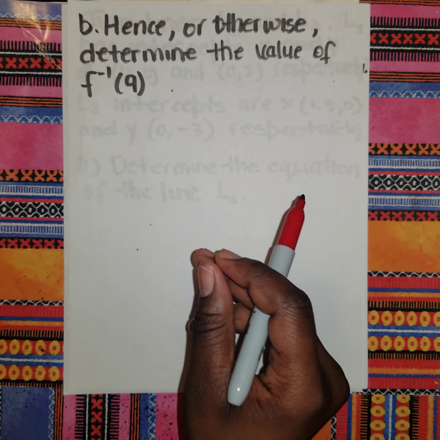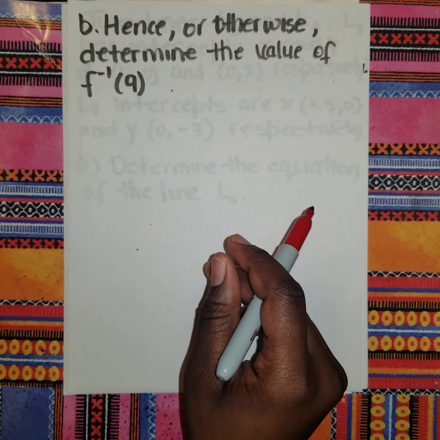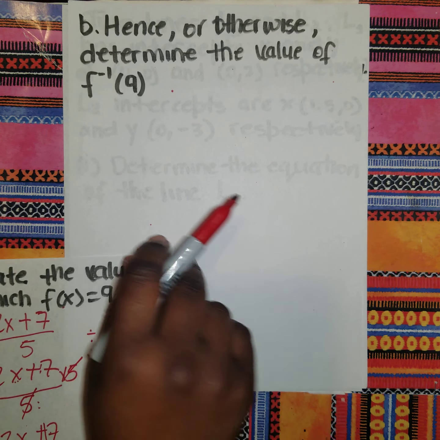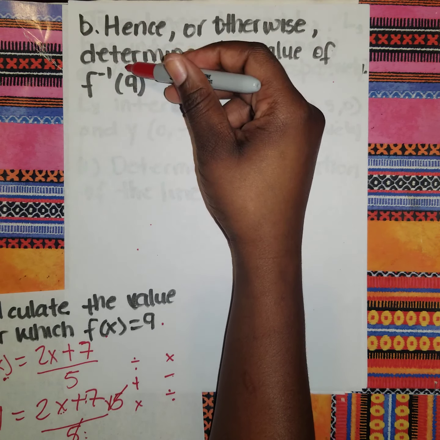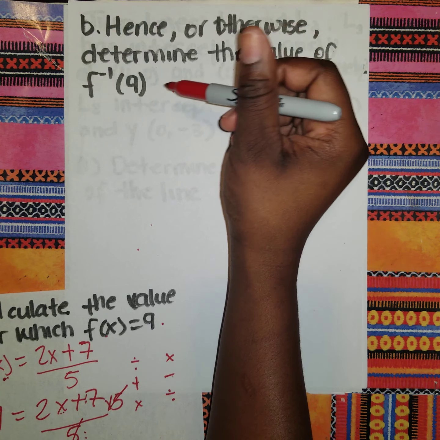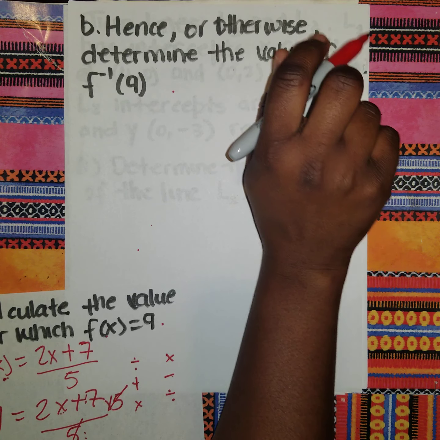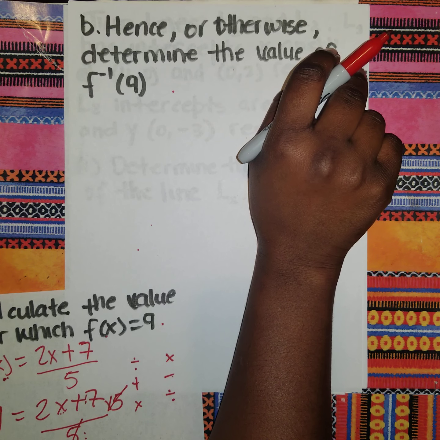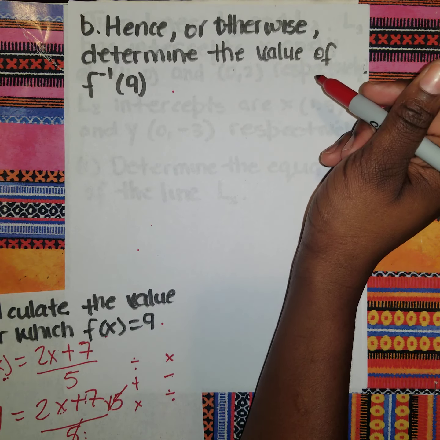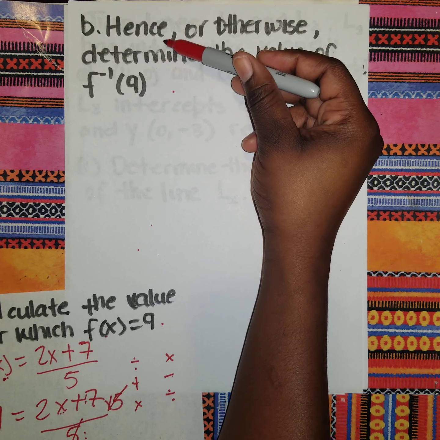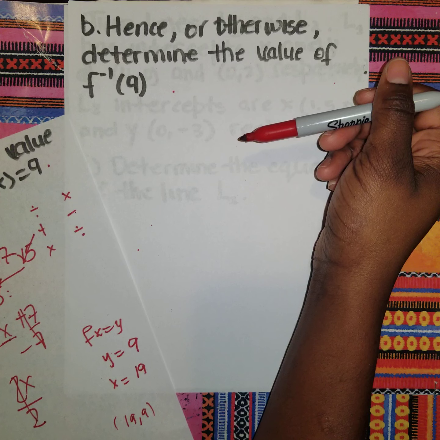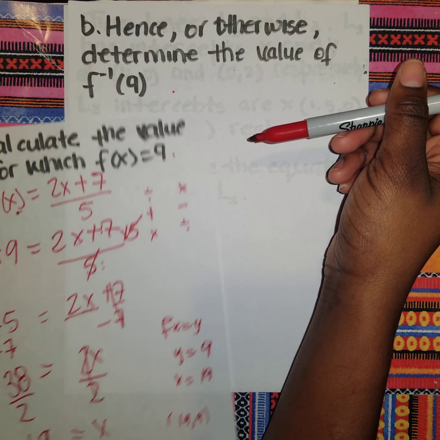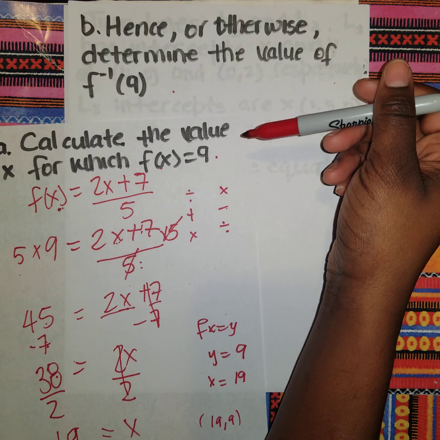So let's go to the next part of the question. They're saying that hence or otherwise determine the value of f inverse of 9. For this question, guys, you have two ways of doing it. I'm going to show you both ways so you have an idea. Because when you say hence, that means you can use whatever you got up here to answer this part of the question.